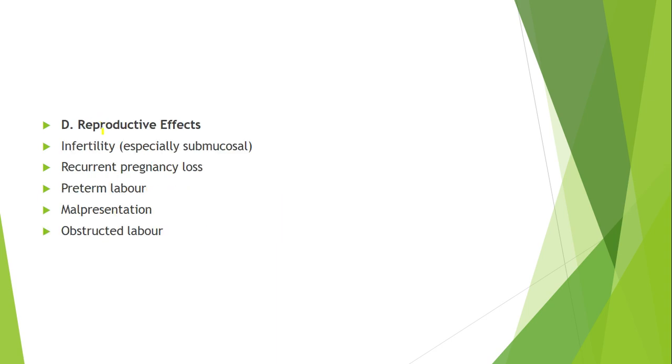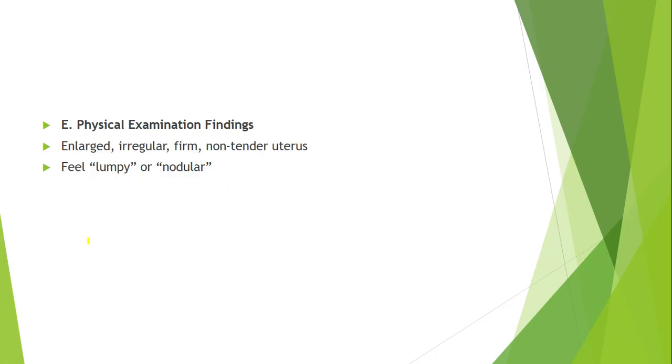Next is reproductive effects. So fibroids cause infertility, especially submucosal fibroids. There's usually recurrent pregnancy loss, preterm labor, that's labor before 38 weeks, malpresentation, obstructed labor. So when the fibroid is large, it could obstruct the cervix, the internal cervical opening, resulting in obstructed labor.